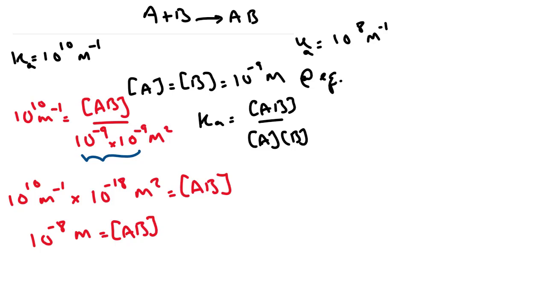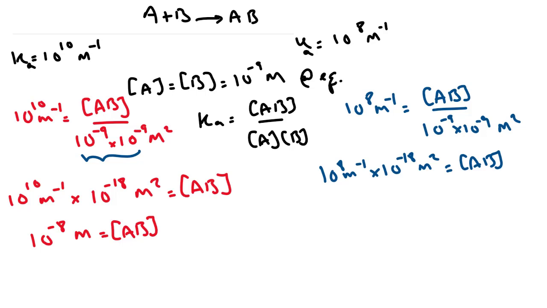Now let's go ahead and look at 10 to the 8. Again, I'm going to plug in the numbers. We have 10 to the 8 molarity to the minus 1 equals AB over 10 to the minus 9 times 10 to the minus 9 molarity squared. And again, doing the same math, this will be 10 to the minus 18 molarity squared. Multiply both sides by 10 to the minus 18 molarity squared, and 10 to the 8 times 10 to the minus 18 gives me 10 to the minus 10 molar AB. And 10 to the minus 10 is 10 times less than 10 to the minus 9, so I'll have 10 times less of the complex compared to the concentration of either A or B by themselves.